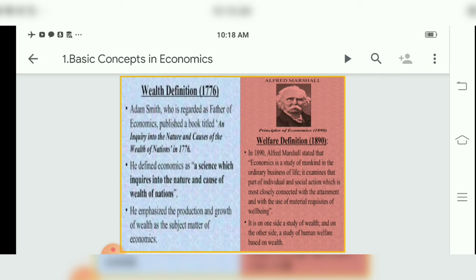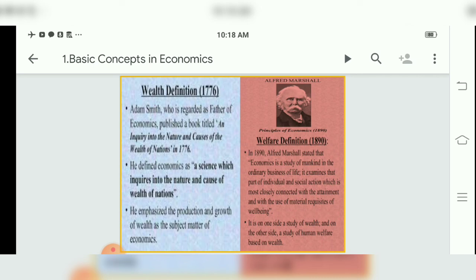So, according to Professor Alfred Marshall, the welfare definition of economics has been told, I will repeat again, children, that it is a study of mankind in the ordinary business of life. Also, it examines that part of individual and social action which is mostly connected with the attainment and with the use of material requisites of well-being. Means according to the welfare definition, economics is related to wealth as well as whatever human criteria is related to wealth.